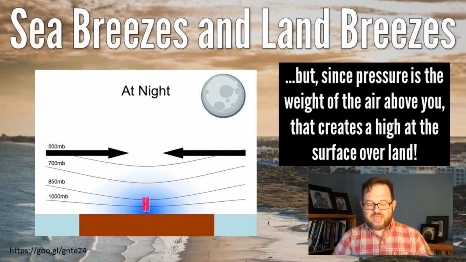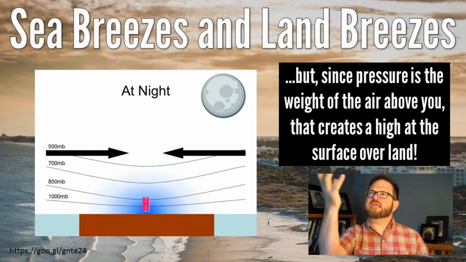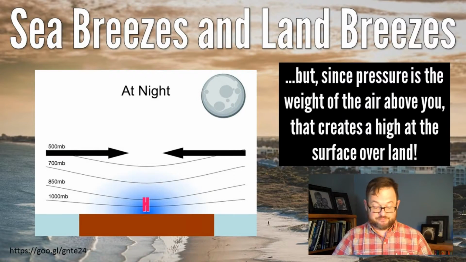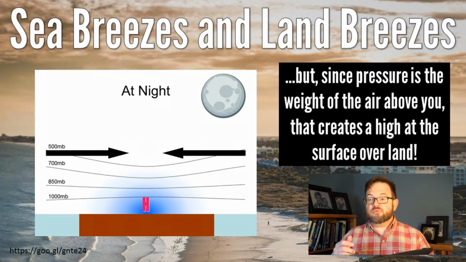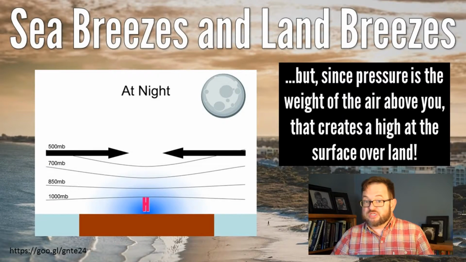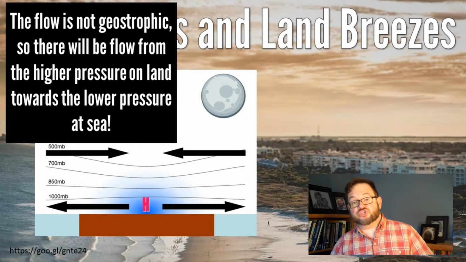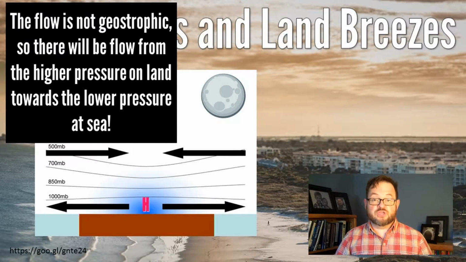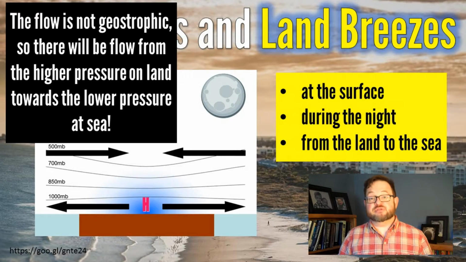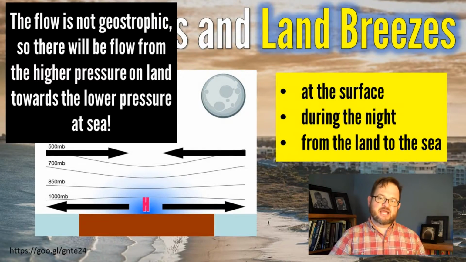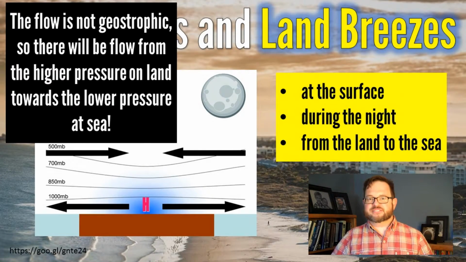But remember, pressure is just the weight of the air above you. So if there's air mass accumulating above you, the pressure has to go up at the surface, and we get an area of high pressure at the surface, and that means that we will have flow spreading out at the surface. The wind is not going to be geostrophic because we're at the surface. We'll have a net component of the flow from the higher pressure over the land towards the lower pressure over the ocean, and we will get a land breeze. Again, a land breeze is going to be occurring at the surface, at night, and it's going to go from the land towards the sea. What a very cool phenomenon there.